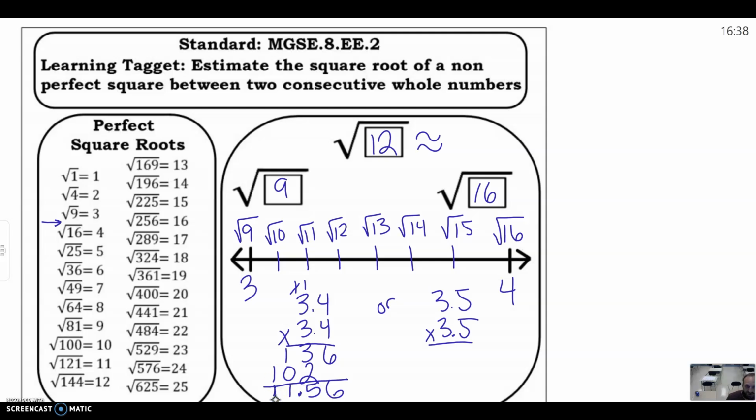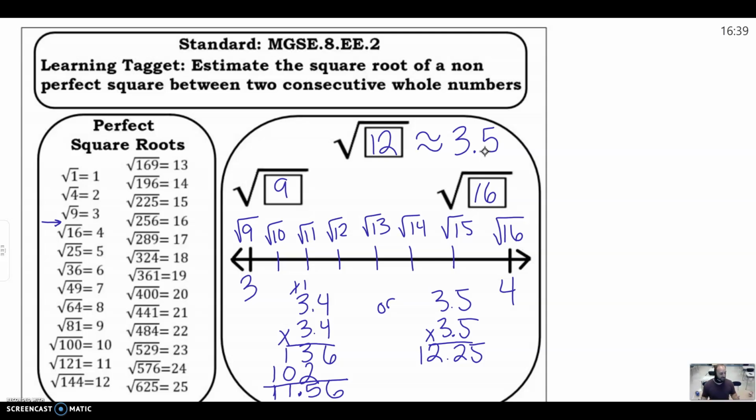So 3.4 squared is 11.56. 3.5 squared, I know what this is because I know a little trick with squaring fives. That's going to give us 12.25. So which one is closer to 12? That's going to be 12.25. It's 25 hundredths away from 12. 11.56 is 44 hundredths away from 12. So we're going to go ahead and say that the square root of 12 is approximately 3.5.